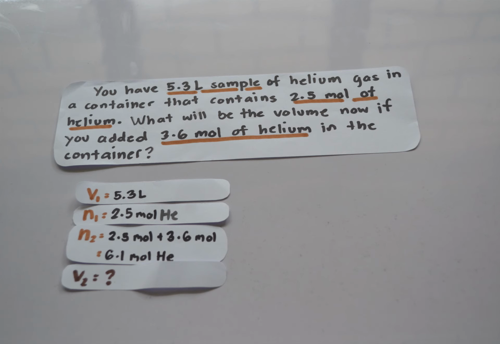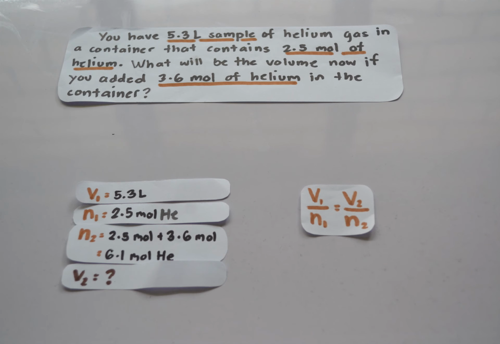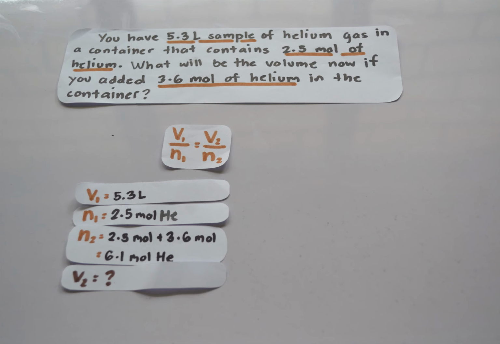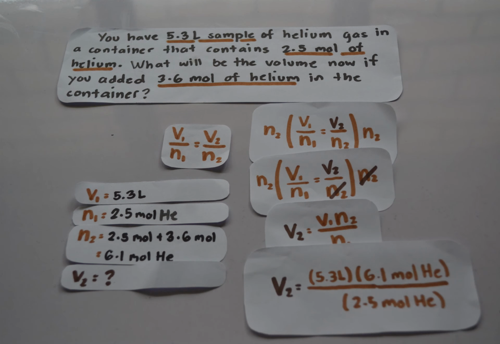So, for example, we have a 5.3 liter container that contains 2.5 moles of helium gas. What is the volume now if you added 3.6 moles of helium gas in the container? Our V sub 1 is 5.3 liters. The N sub 1 is 2.5 moles of helium gas. Then our N sub 2 will be 6.1 moles of helium gas since we added that 3.6 moles to the N sub 1. So, V sub 2, which is the final volume, is the missing value that we need to find.